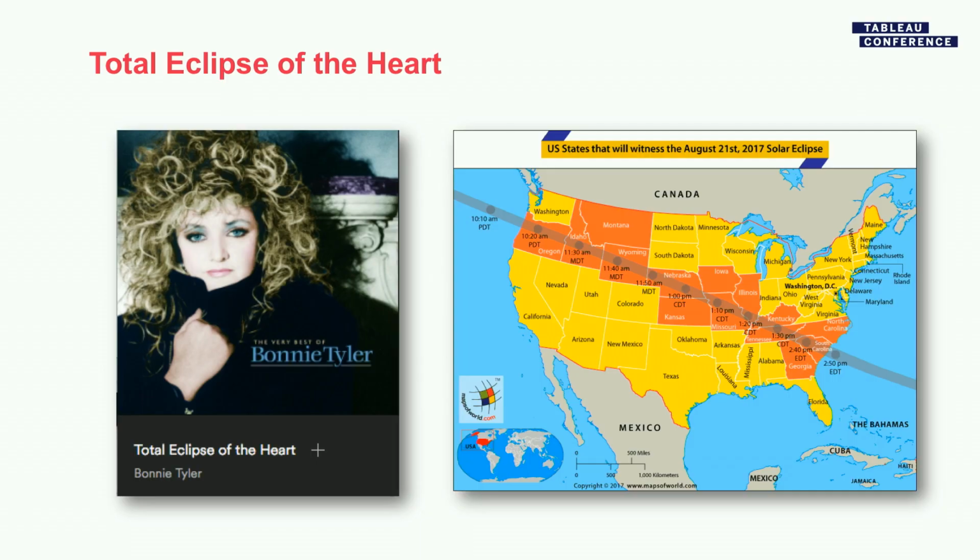The data that he had was streams of Total Eclipse of the Heart on August 21st, which was the day of the eclipse, in 10-minute intervals when the eclipse was passing the US. And just to remind you, the eclipse passed from the left to the right.